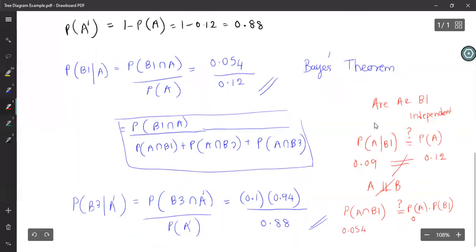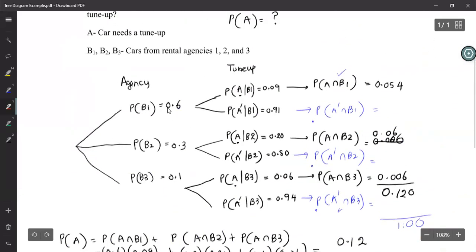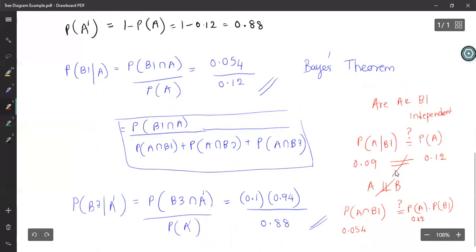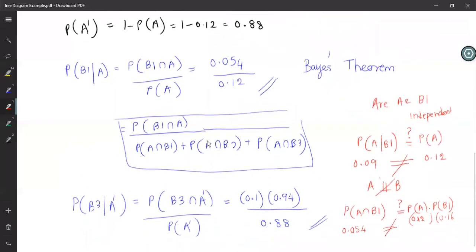What is P(A)? 0.12. What is P(B1)? 0.6. Yes, P(B1), 0.6. Now find 0.12 times 0.6. Can you get 0.054? No, you won't get it. Right? So A and B are not independent. Any other question from this example?